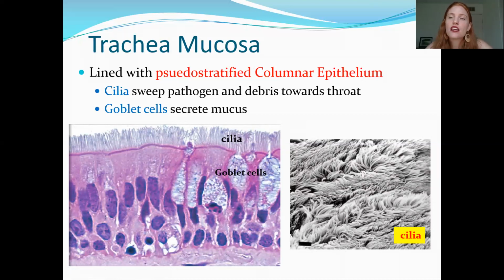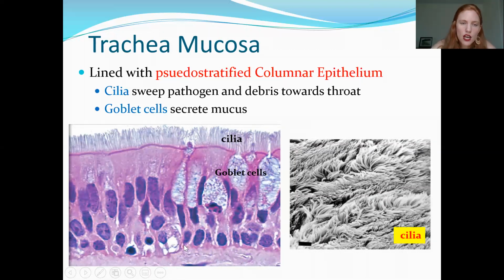And that's because in reality, all of the cells go down and touch the basement membrane. So really there's only one single layer of cells, but the reason they look like there's multiple layers of cells is because you have some short cells, for example, these right here, and then you have some long cells that kind of lean over on top of those short cells.